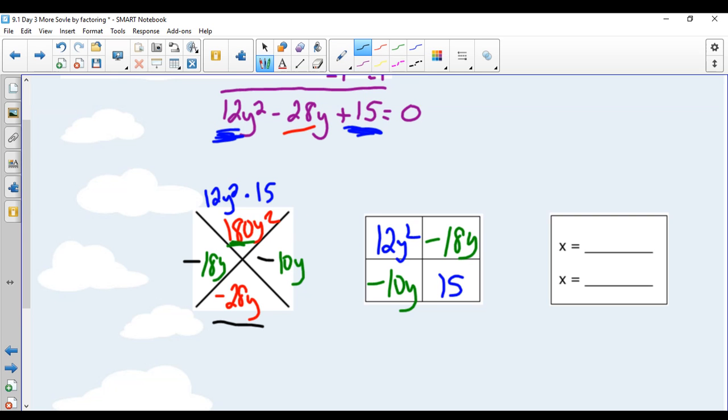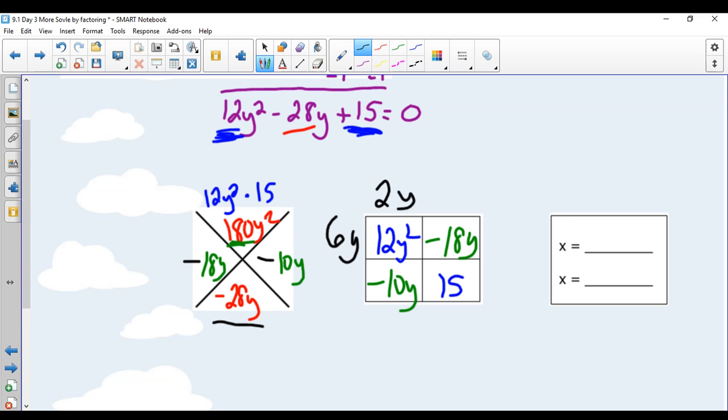So we know we're going to need a y and a y, and I need to break up this 12. Now 12 does not go into 18 evenly. 12 does not go into 10 evenly. So I can't just put 12 on the top or on the side. I need to break the 12 up. 2 goes into both 12 and 10. And 6 goes into both 12 and 18. And 6 times 2, sure enough, does make 12.